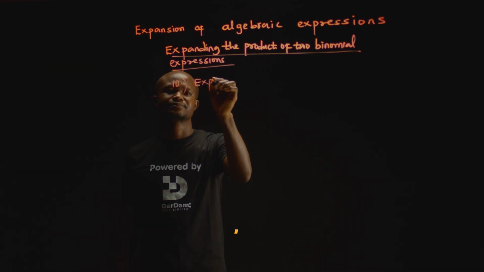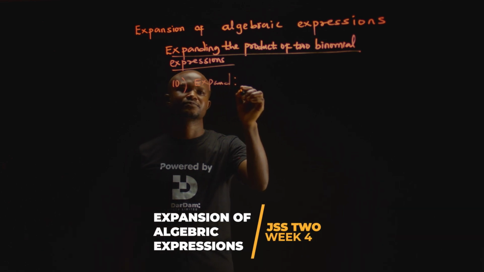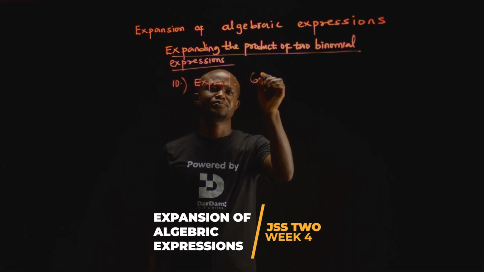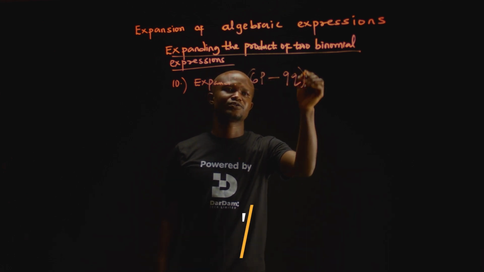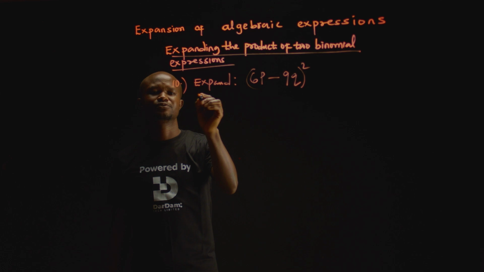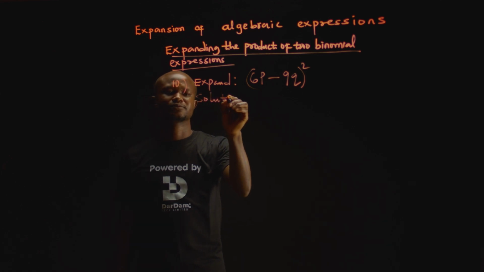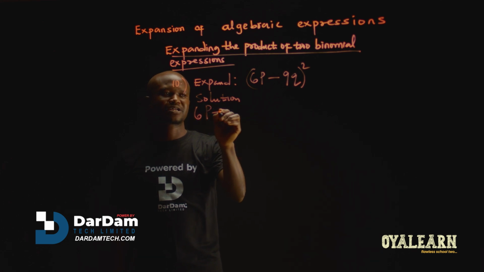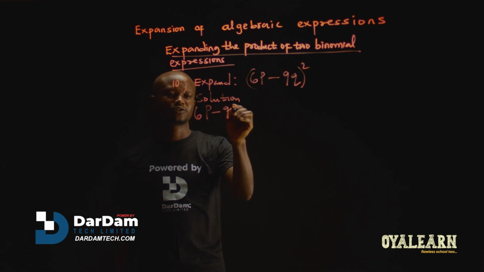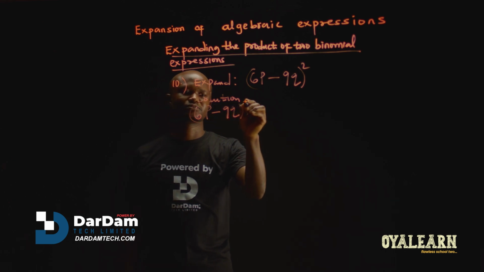Expand (6p - 9q)². Solution. We have (6p - 9q) raised to the power of 2.